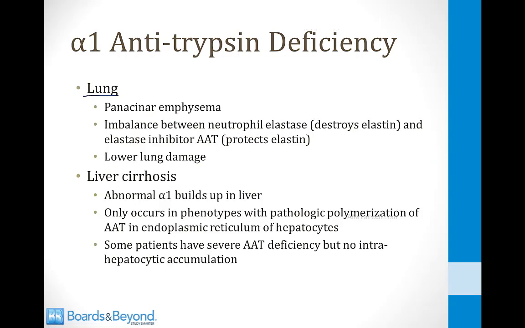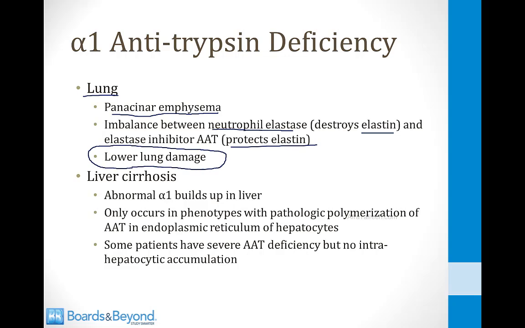People with this condition get problems in both the lung and the liver. So in the lungs, they get pan-acinar emphysema. And remember, that's different from smoker's emphysema, which is centri-acinar. They have an imbalance between neutrophil elastase, which destroys elastin, and the antitrypsin, which protects the elastin. And as a result, they get lower lung damage. And remember, this is also different from smokers who get upper lung damage.